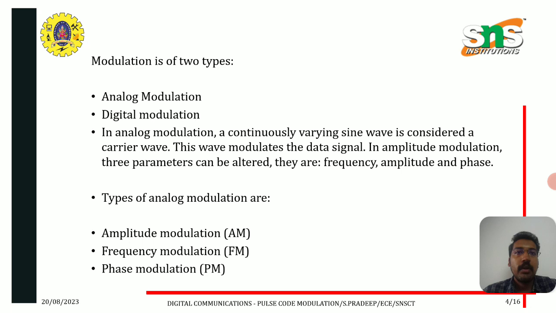The different types of modulations are analog modulation and digital modulation. In analog modulation, a continuously varying sine wave is considered a carrier wave. This wave modulates the data signal. In amplitude modulation, three parameters can be altered. They are frequency, amplitude, and phase. The types of analog modulations are amplitude modulation, frequency modulation, and phase modulation.